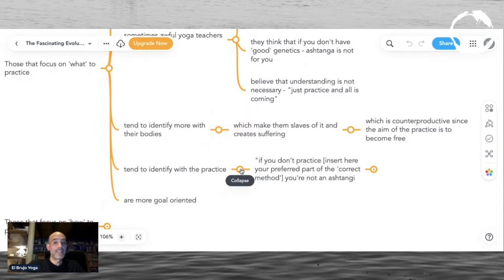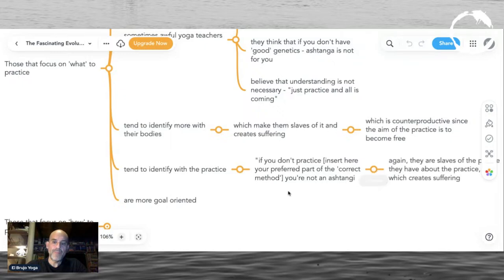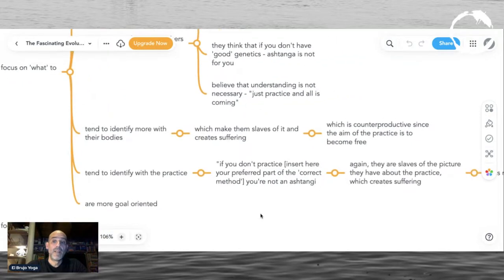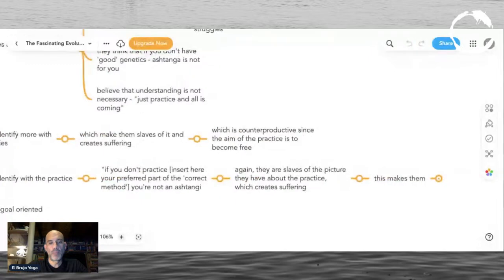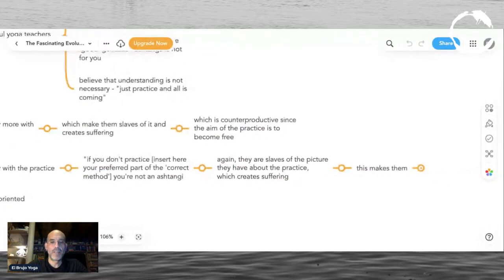So if you don't practice, and insert here your preferred part of the correct method, if you don't practice like this, you are not an Ashtangi. If you don't catch the heels in Kapotasana, you are not an Ashtangi. It's very conditional, everything. And again, they are slaves of the picture they have about the practice, which creates suffering.